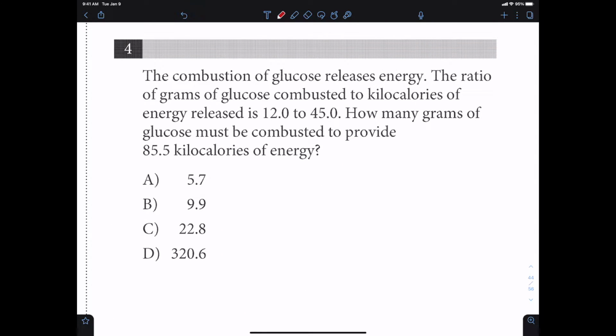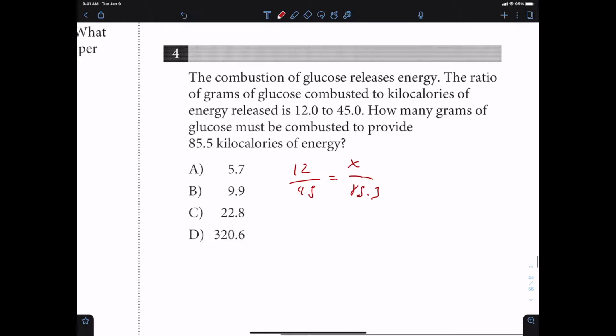The combustion of glucose releases energy. The ratio of grams of glucose combusted to kilocalories of energy released is 12.0 to 45.0. How many grams of glucose must be combusted to provide 85.5 kilocalories? Okay, we're going to set up a proportion here. So we know that grams of glucose to energy released is 12 to 45. And that's going to equal x over 85.5, right? Because we need to know how many grams of glucose we need to combust to release this many kilocalories of energy.